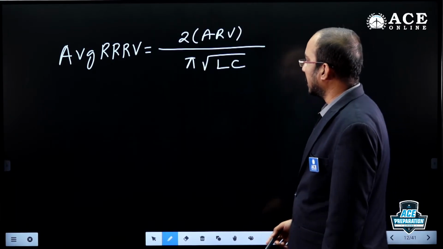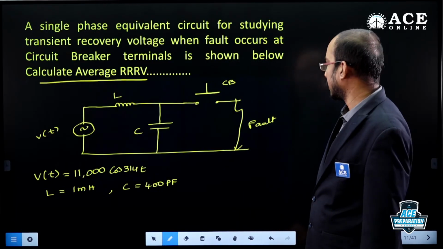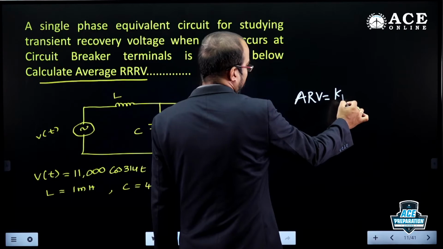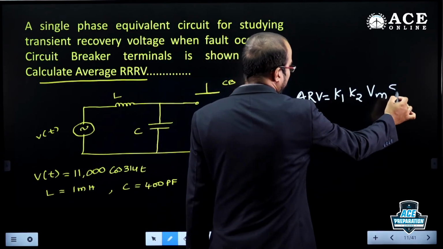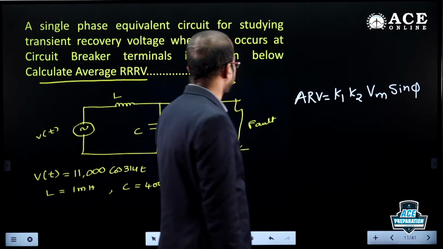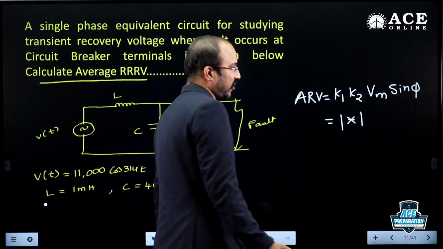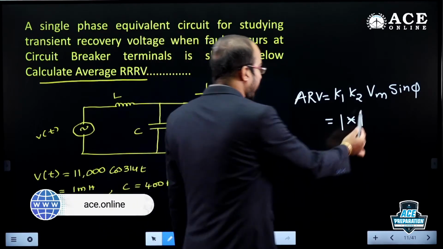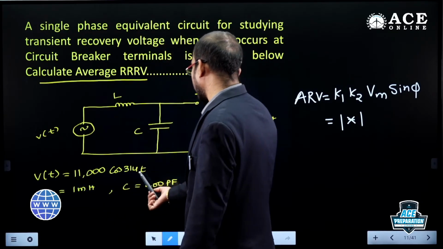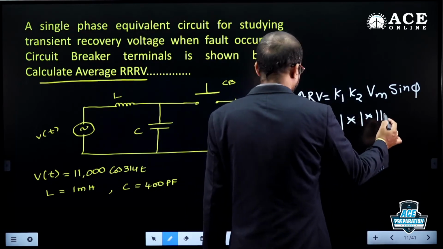Here inductance and capacitance are given, but active recovery voltage is not given. How do you calculate active recovery voltage? ARV is equal to K1 K2 V maximum sin phi. He has not specified the armature reaction effect, so take it as 1. Type of fault is not given, so by default we consider grounded fault. VM, maximum voltage, is how much? Here is a single phase equivalent circuit, with V of t given as 11,000 cos 314t. So VM is 11,000.